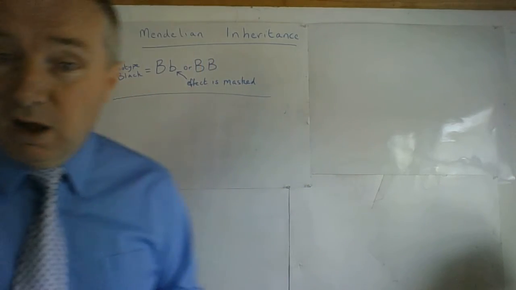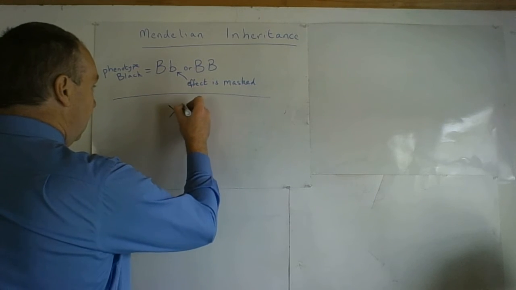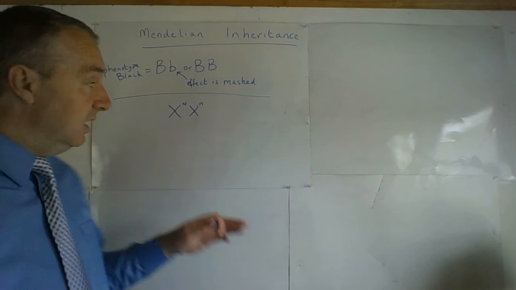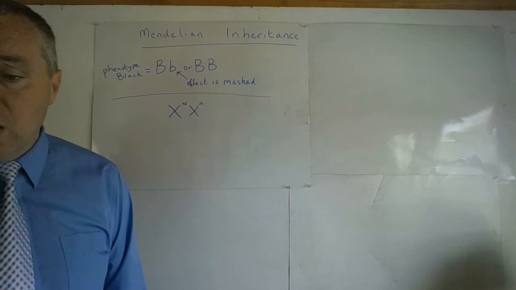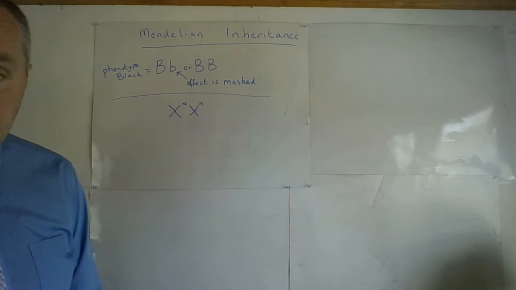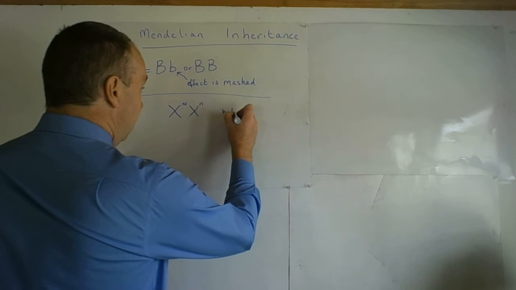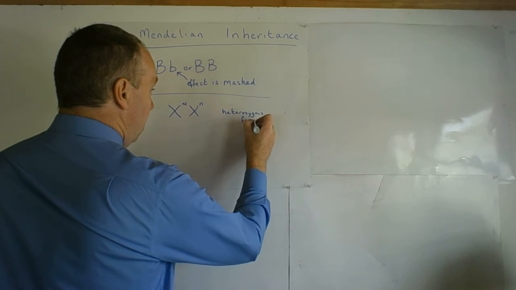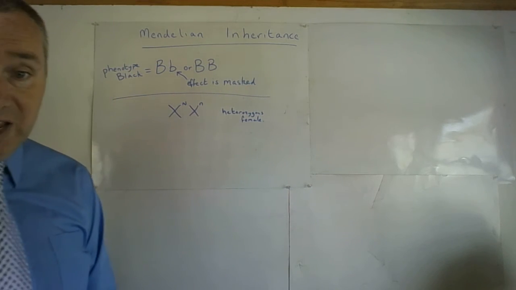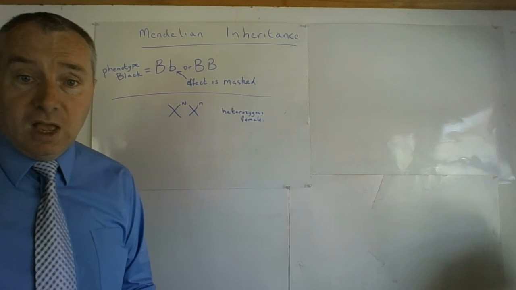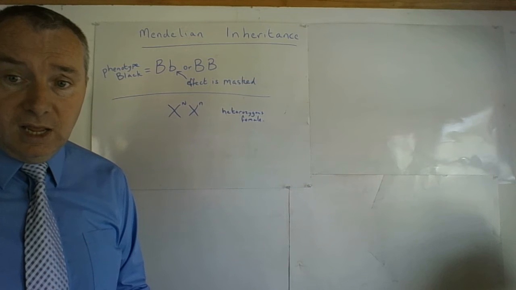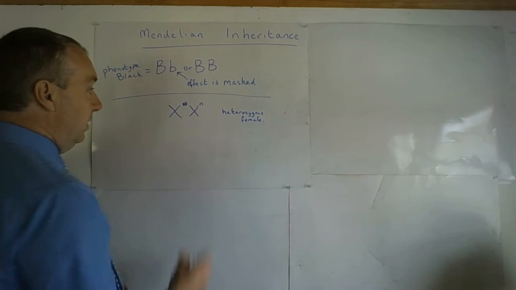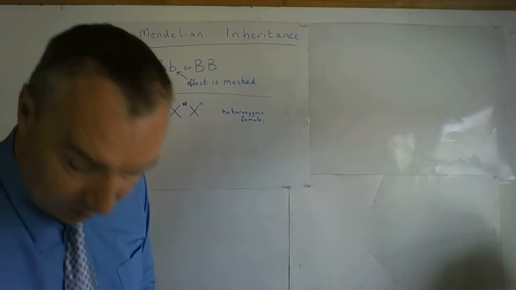The carriers of an X-linked condition. As you can see, this is a female that is unaffected by colorblindness. That's a carrier, and it's usually a heterozygous female. There are no male carriers of X-linked traits. And also an important thing to note is that a female with this is not a carrier, that is an affected individual.